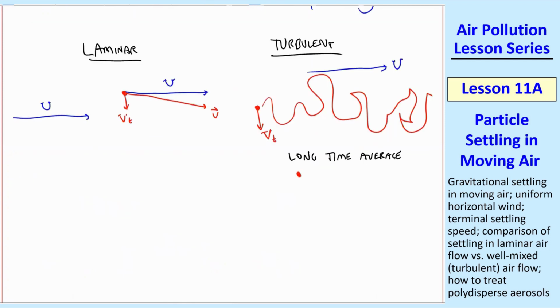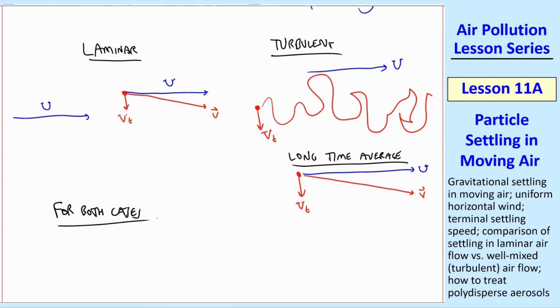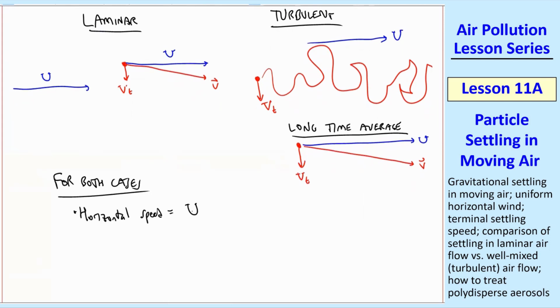So for a long time average, the particle is still falling at vt, and it's still moving to the right at U. And it still has the same v as it had in the laminar case. It's just going through a more circuitous path to get there. Everything's unsteady, but if we take a long time average, we still see that particle falling at vt and moving at speed U to the right. For both cases then, horizontal speed is U. For laminar flow, it's just U, which is a constant.